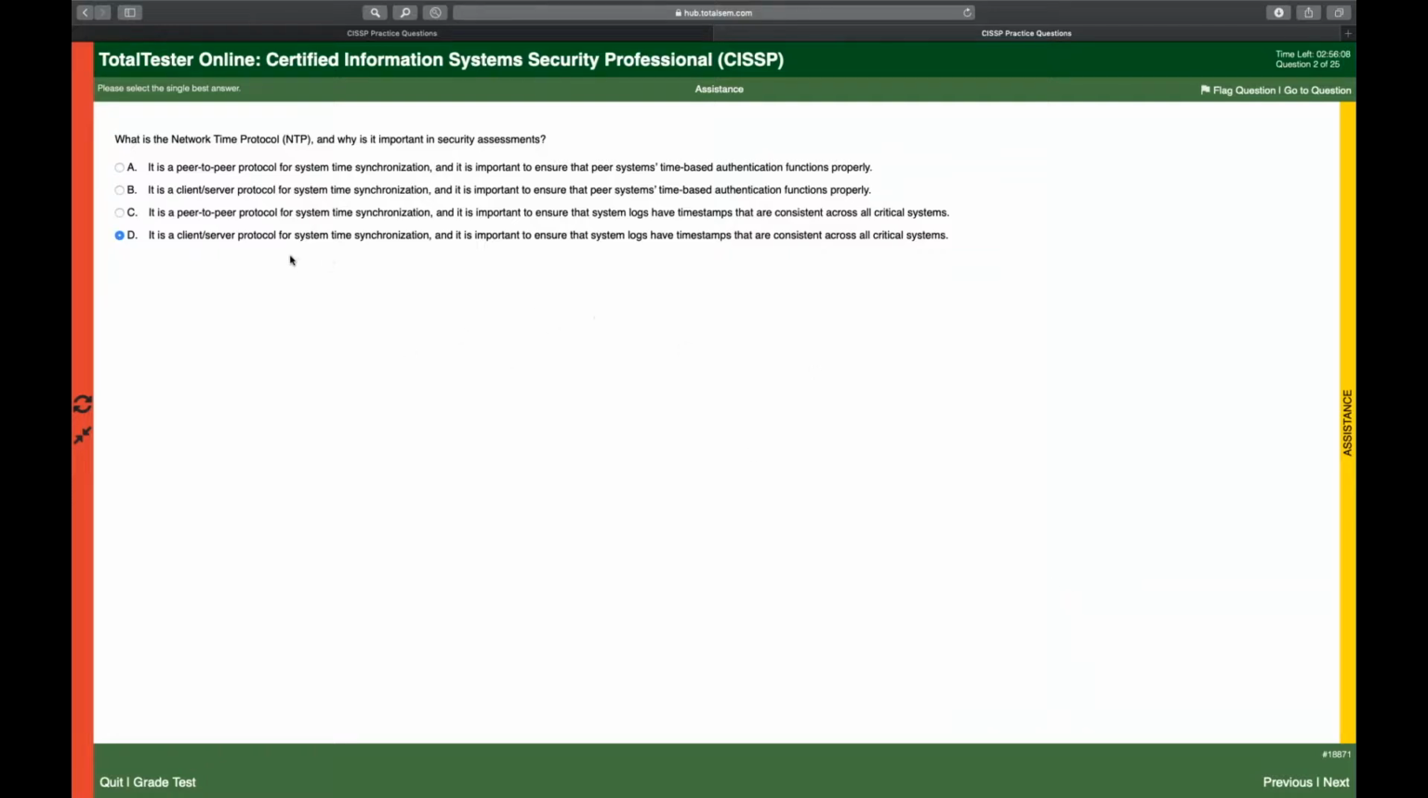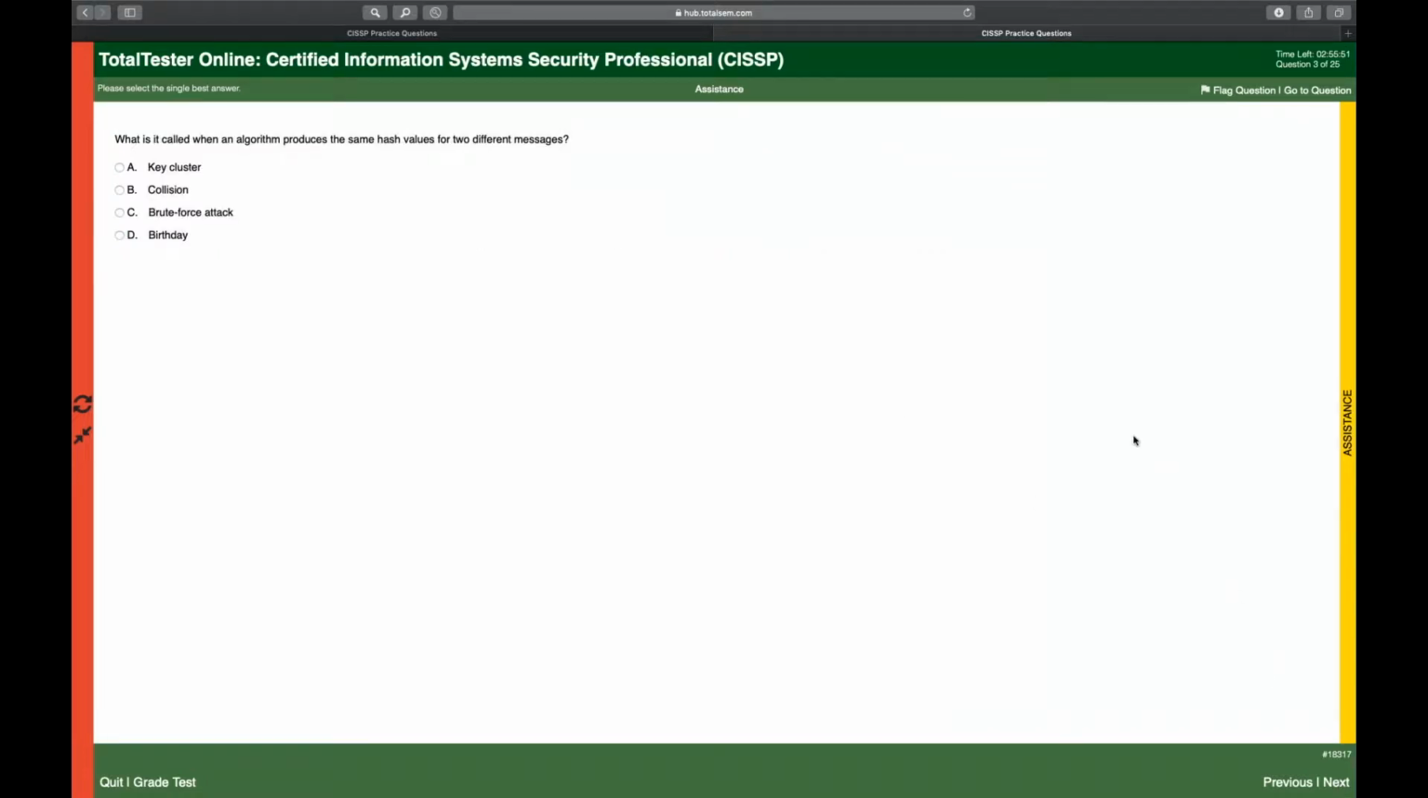Yeah, I think this one's pretty straightforward. We've seen this one before. Client server, definitely your clients are going to connect to the time server, and that way your audit logs will have an accurate timestamp, and that is very important.